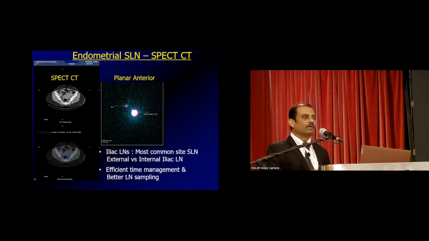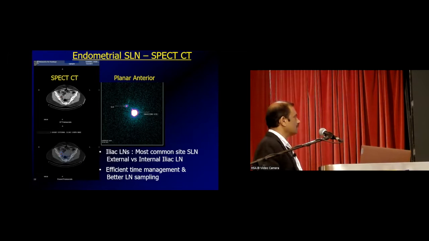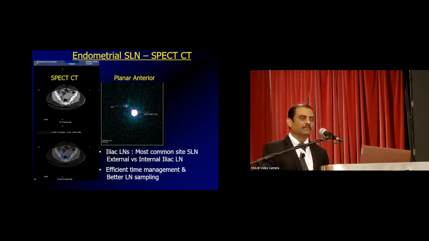What is the real role of SPECT-CT? As we were discussing, the iliac nodes are the most common site of sentinel lymph node, whether it is external or internal. When you see an image like this, you know that it is intrapelvic, but here you are very confident to say that this is external iliac or internal iliac. How does it help? The surgeon can remove only that group of lymph nodes, and he can do a better lymph node sampling, and he can go ahead with the pelvic lymph node dissection if the frozen is positive.